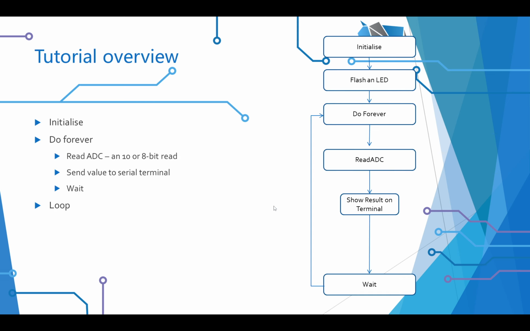So what we're going to do is initialize it. We're going to do it forever, and we're going to read the ADC. It could be a 10-bit or 8-bit read. We're going to send that value to a serial terminal, and then we'll wait and just do it again. So on the right-hand side, there is a flow diagram.